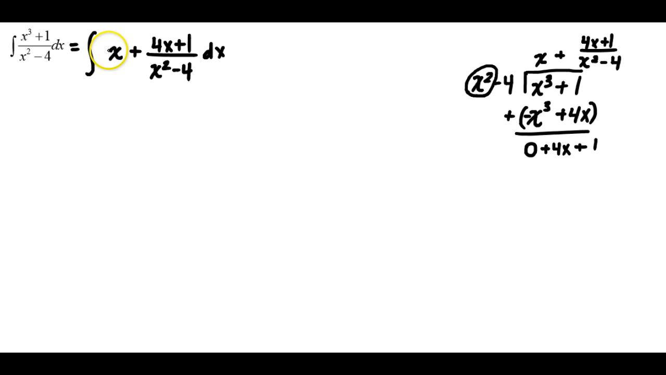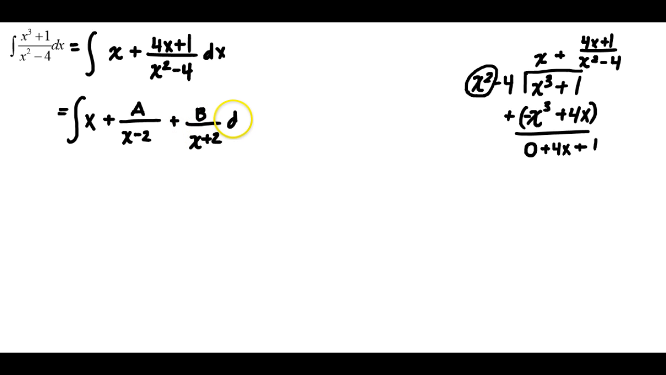So now, this portion here, x, is clearly easy to integrate. So as its own problem, we just apply the power rule. But now this part is set up for a partial fraction decomposition. So now I have to do my scratch work. So in other words, here's what we're aiming for. This is going to end up as x plus the bottom of this factors to x plus 2, x minus 2, so we're going to get a over x minus 2 plus b over x plus 2 dx. So we need to solve for that a and b.